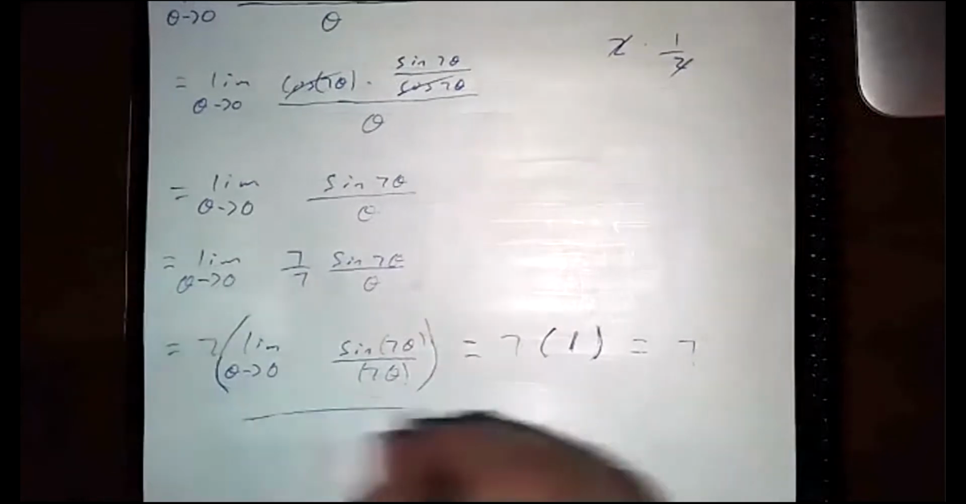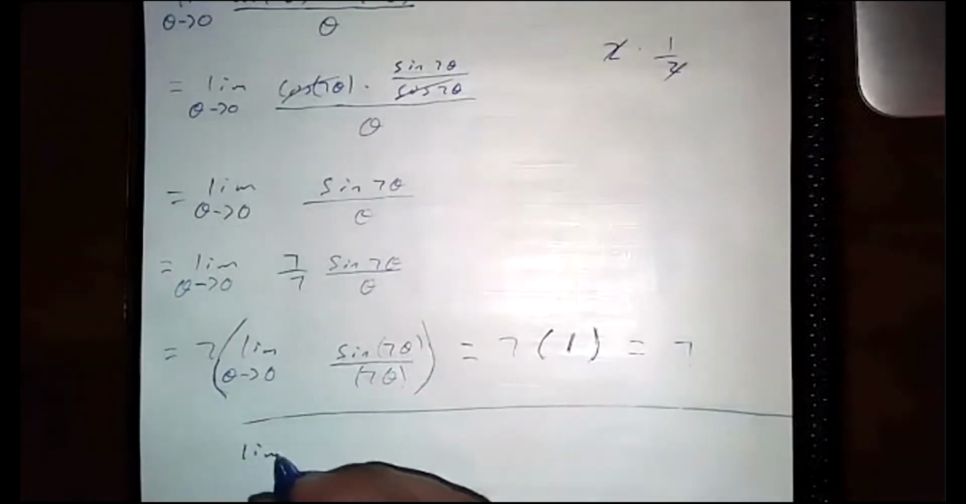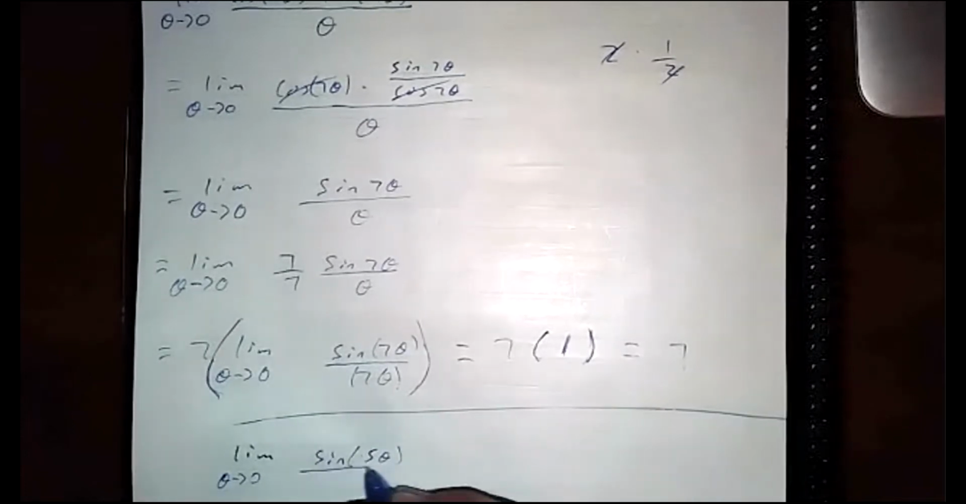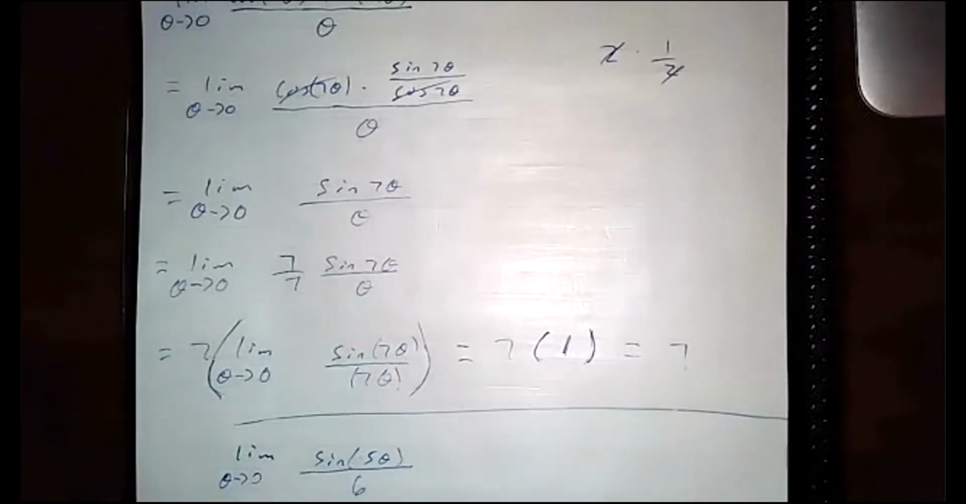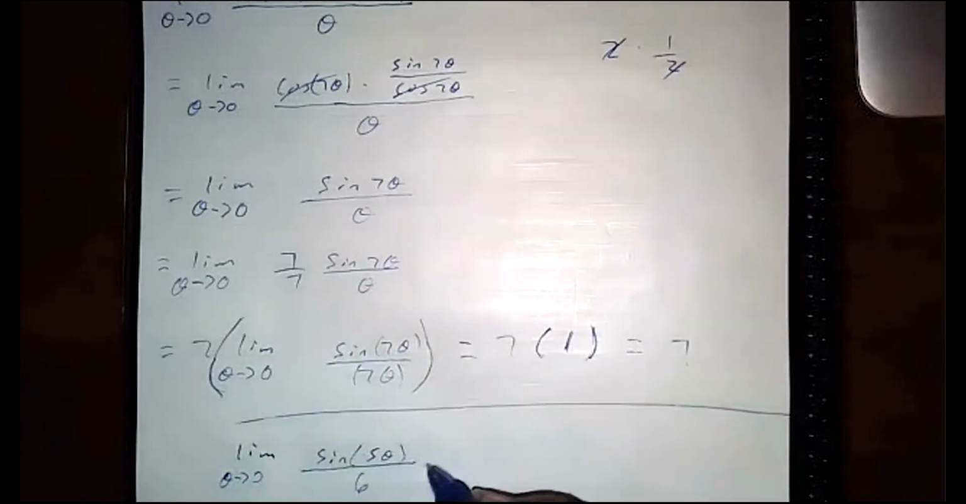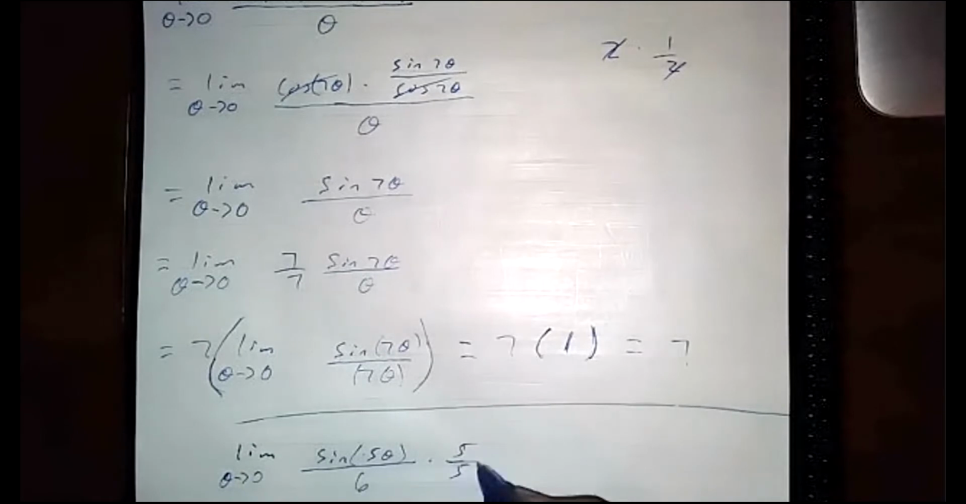So something like the limit of sine 5 theta over 6 theta. You have to use fractions to help you out. So you do know we need a 5 down here, right? For sure. So what we could do is introduce 5/5, but not multiply it out.